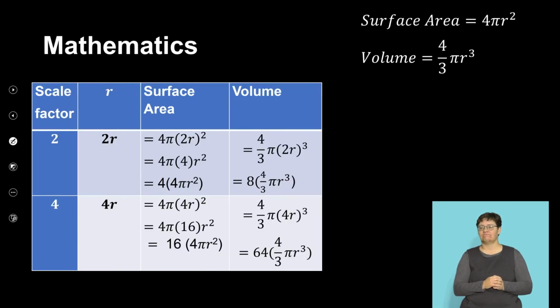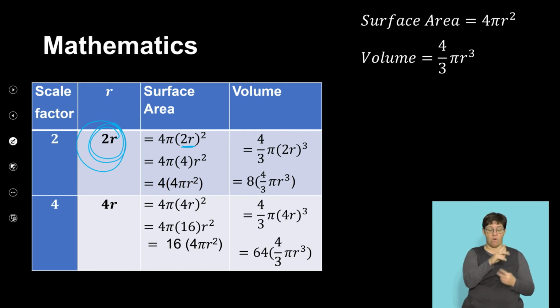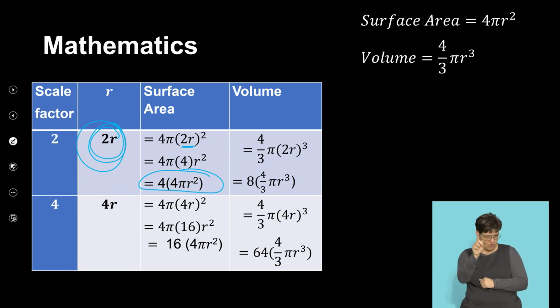So now for the scale factors, I have written that the new r is 2r because I've multiplied it by a scale factor of 2. If I substitute it into the formula, I can see that it becomes 4 pi times 4 times r squared, which is just 4 times my original surface area. So my theory was correct. It is my scale factor squared times the old surface area to get the new surface area.